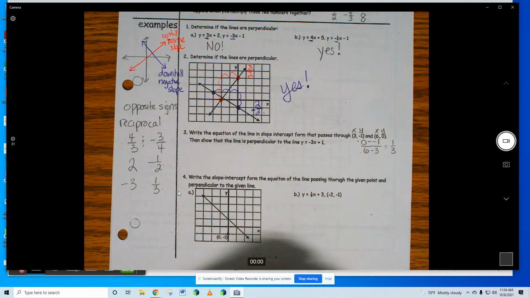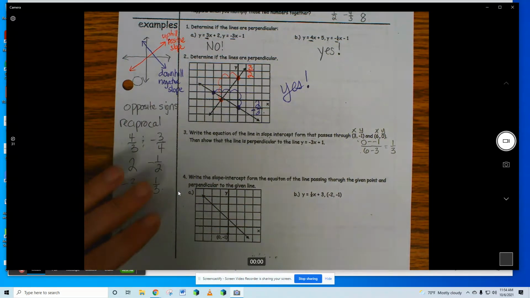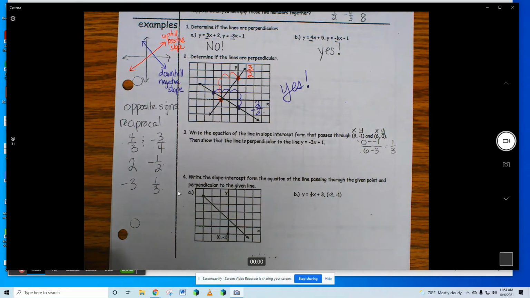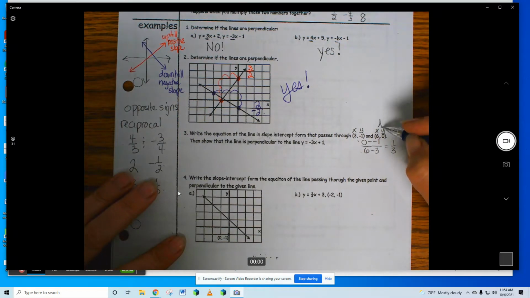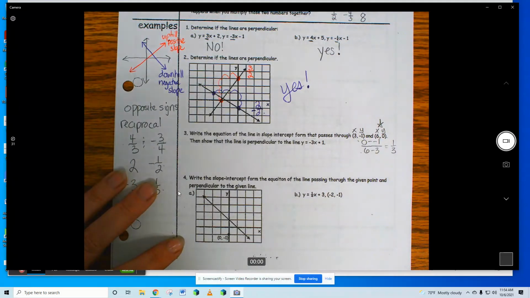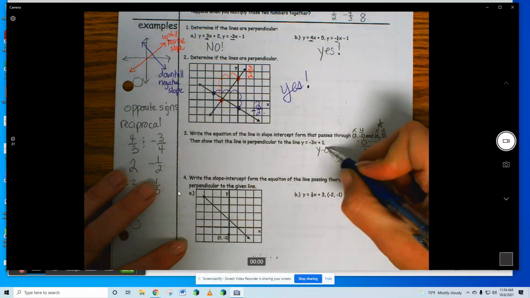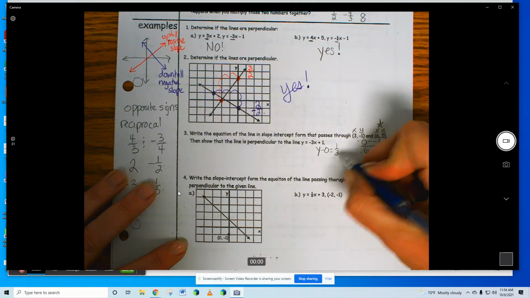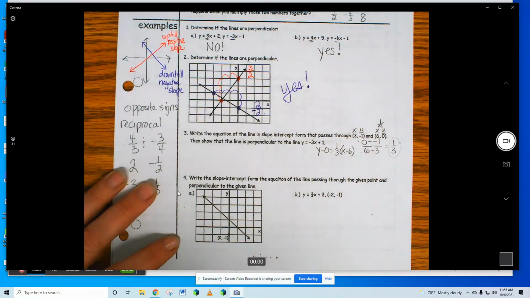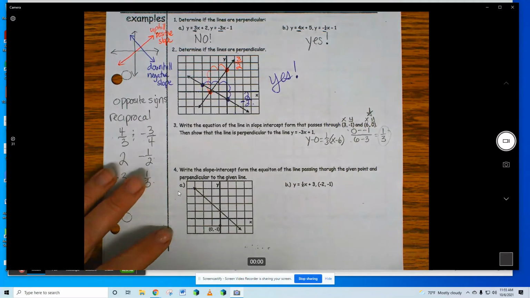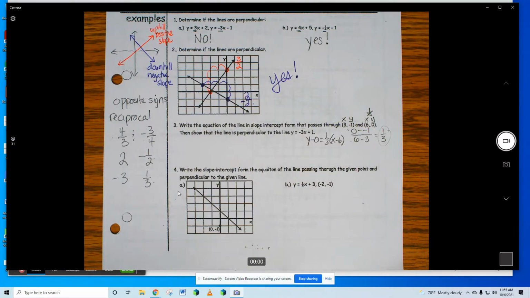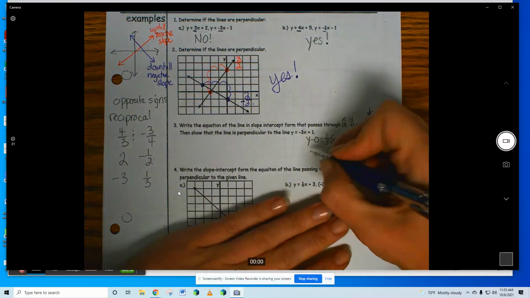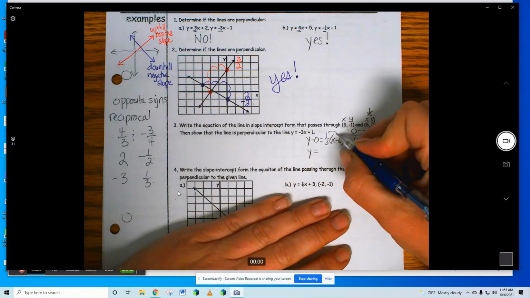So now I need to pick a point. Which point looks easiest? 3, -1 or 6, 0? Yeah, I definitely think you should pick that one as well. Okay, my slope is 1/3. I'm going to pick 6, 0. Y minus 0 equals 1/3 times x minus 6. I love y minus 0 because that's just y. And I need to distribute.